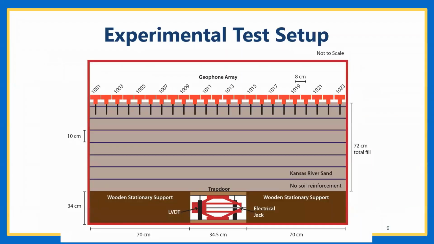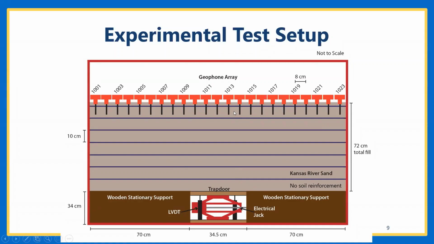So my trapdoor experiment that I set up, this is a really fun little picture I drew for you. I have a little trapdoor down here that is held up by an electrical jack. On the sides are two wooden stationary supports. They act as the side walls of the void, with the airspace where the jack is. That is what we're going to refer to as the void itself. Above that, I laid out 7 layers of Kansas River sand, each about 10 centimeters tall. The material was compacted every 10 centimeters.